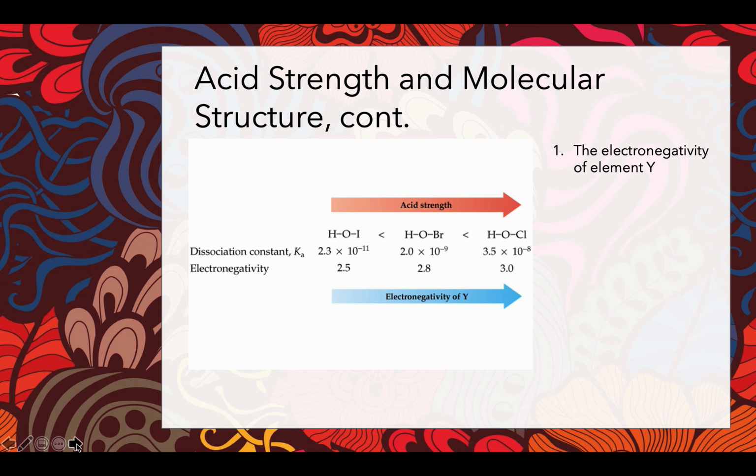All right, let's look at those two factors in a little bit more detail. So the more electronegative element Y is, the more acidic the oxyacid is. Here we see all of our, let's say, element Y. And as the electronegativity of those elements increases, because remember, as we get closer to fluorine we become more electronegative, for oxyacids that means it's going to be a stronger acid.